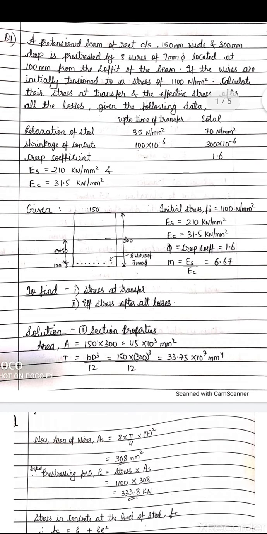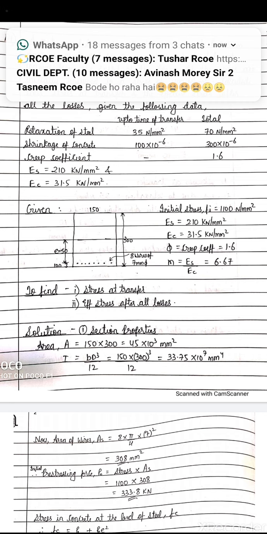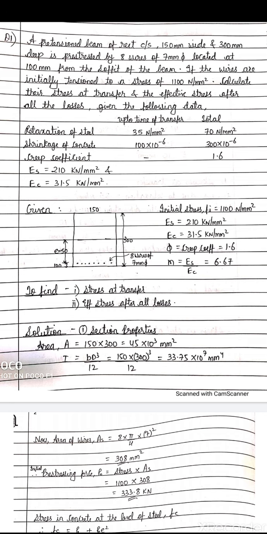Okay, so the first step is we'll start with finding out the section properties. So in section properties we'll find out the area first. So area is B into D, which comes out to be 45 into 10 raised to 3 mm square, and moment of inertia of the section is BD cube by 12, so that comes out to be 33.75 into 10 raised to 7 mm raised to 4. So the section properties we got.